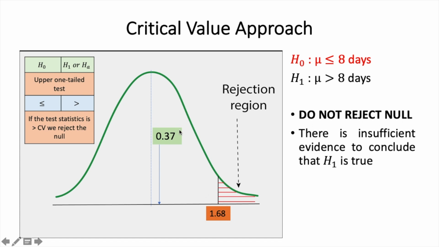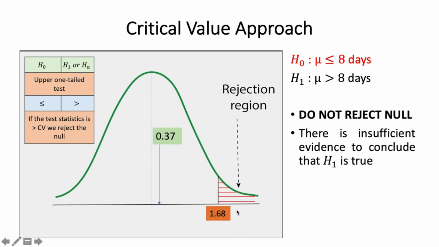Now we have calculated the test statistic. It's 0.37. This value falls over here, which is under the non-rejection region. If the test statistic is greater than the critical value, we reject the null hypothesis. But in this case, we cannot reject the null hypothesis. Why? Because the test statistic is smaller than the critical value.